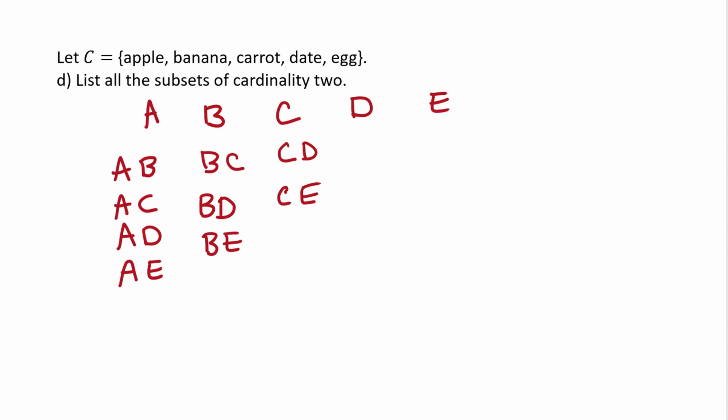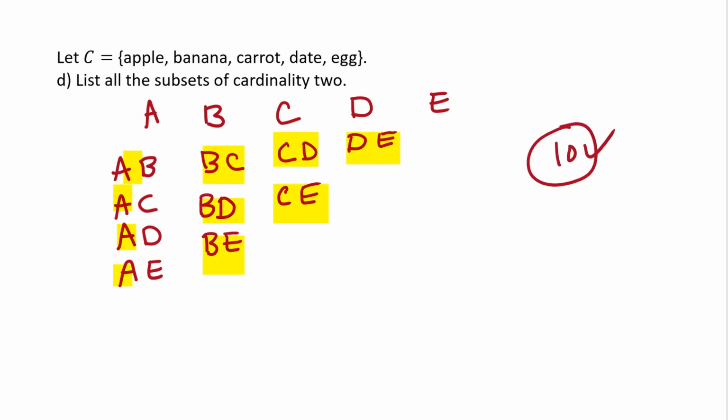Now let's move over to D. Moving to the right, we can have DE. Now let's count: 1, 2, 3, 4, 5, 6, 7, 8, 9, 10. Consistent? We got the 10 subsets of cardinality 2.